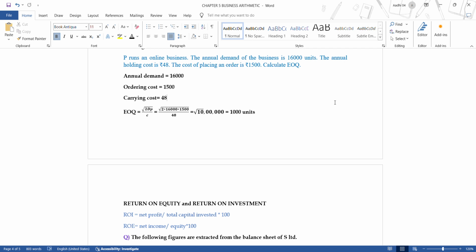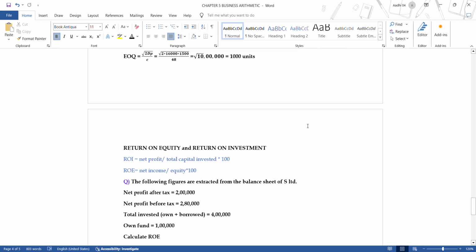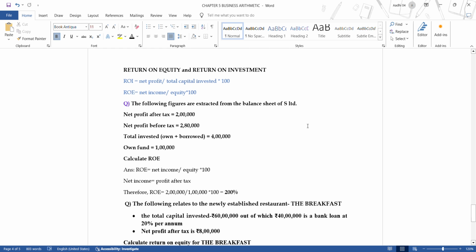Annual holding cost is 48 rupees and the cost of placing an order is rupees 1,500, and calculate EOQ. So everything is direct. Annual demand is 16,000 units, ordering cost is 1,500, carrying cost is rupees 48. All you have to do is substitute into the formula and you will get the answer. If you're having any doubt, please take a screenshot of this question and work it out yourself. Now moving on, today's topic is return on equity and return on investment.